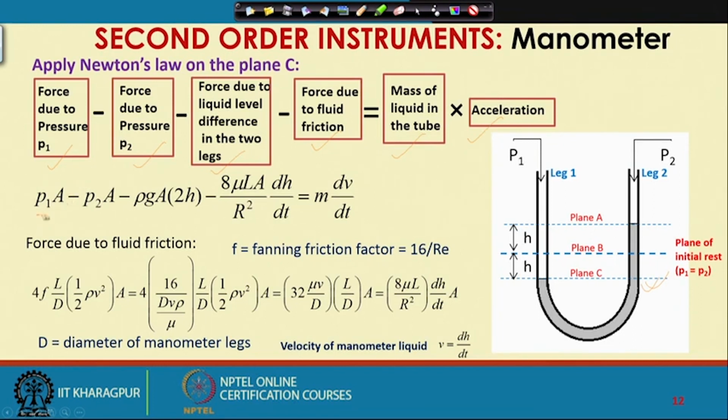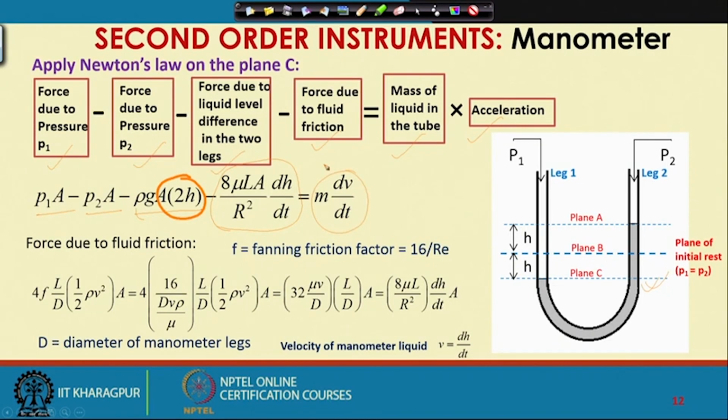So, force due to pressure P1 is P1 times cross sectional area of the tube. So, P1 into A. Similarly, force due to pressure P2 is P2 times cross sectional area, P2 A. Force due to liquid level difference in the two legs is rho g A into 2H, volume times density times acceleration due to gravity, and the right side is mass into acceleration, which is rate of change of velocity.